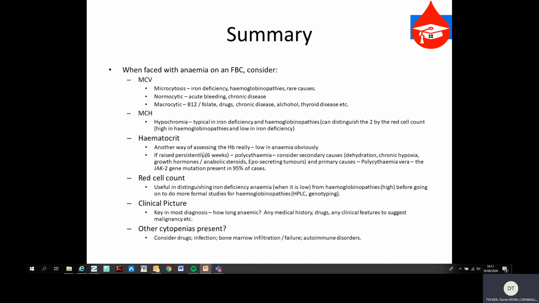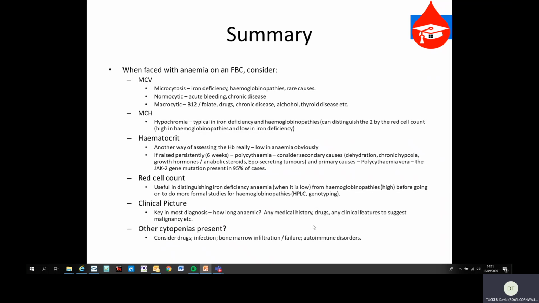And if they've got a raised hematocrit, persistently so for more than 6 weeks, consider secondary causes like dehydration, hypoxia, the use of growth hormones, anabolic steroids. Think about erythropoietin secreting tumors. We can measure the erythropoietin level, remember. And think about, finally, primary causes, polycythemia vera, the JAK2 mutation, which is present in most cases of that. The red cell count can be useful in distinguishing iron deficiency anemia from hemoglobinopathies before we go on to do more formal studies. And the clinical picture, probably the most important thing, is how long have they been anemic?